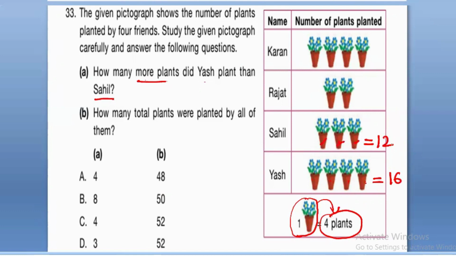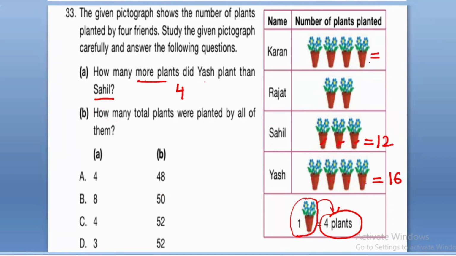So 16 minus 4 equals 4 only. Correct? The next question is how many total plants were planted by all of them? Okay, so we need to count the number of plants for all.